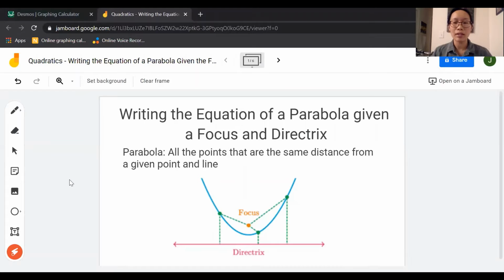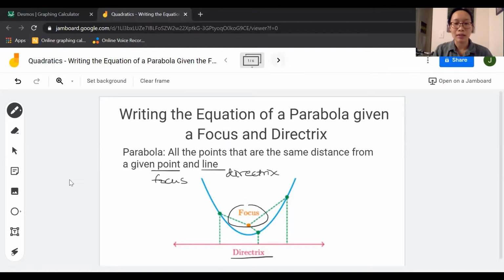A parabola is the set of all the points that are the same distance from a given point and a line. That point is called the focus, and the line is called the directrix. The focus is always inside the parabola, and the directrix is always behind. It is like a no-cross line.